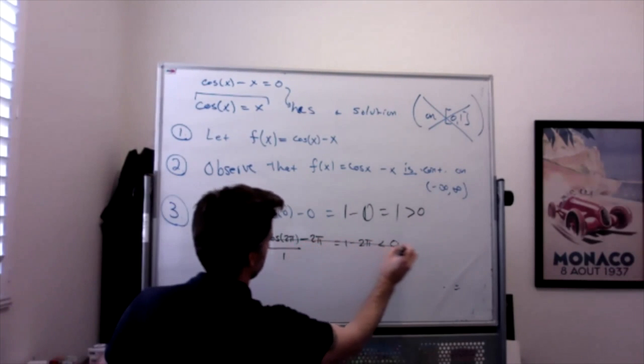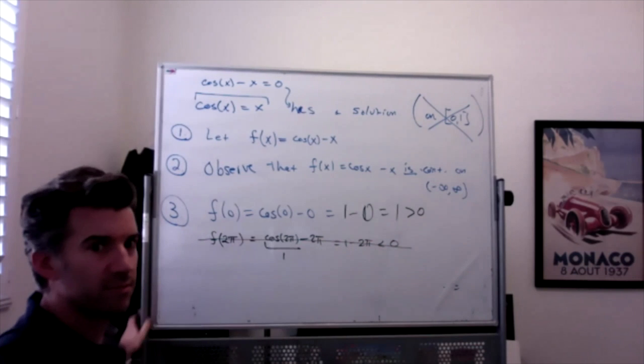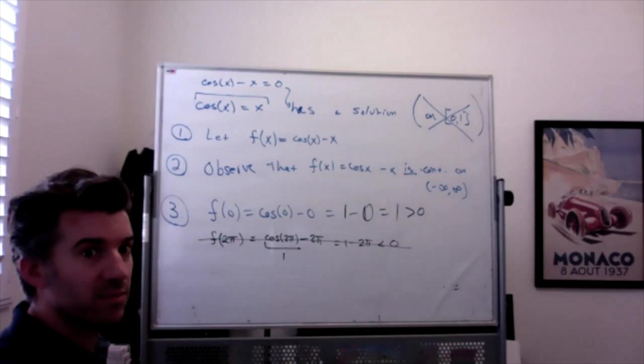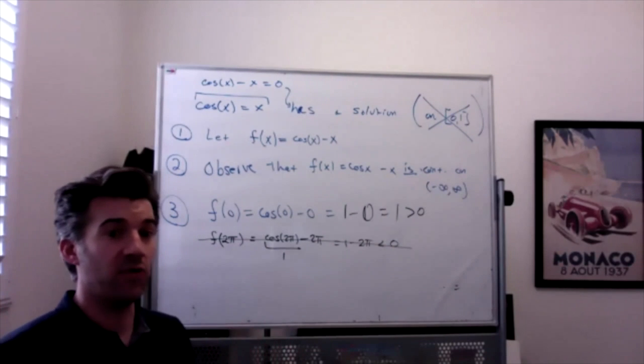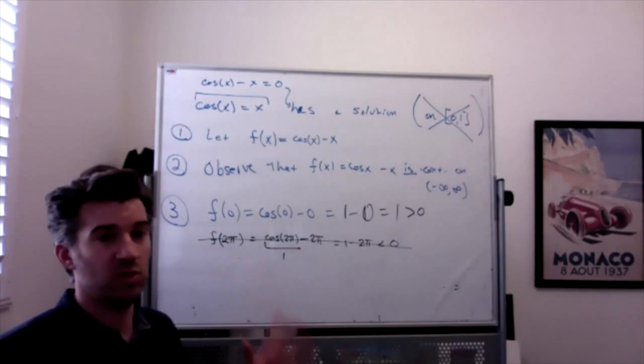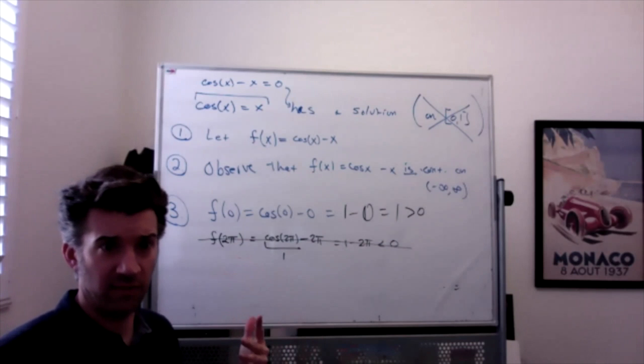So if we have the interval given to us and it doesn't include a negative, then we use 2 pi to get a negative. So here's what I'm saying. I'm saying if you're not given an interval, just try and find some number where it makes it negative.